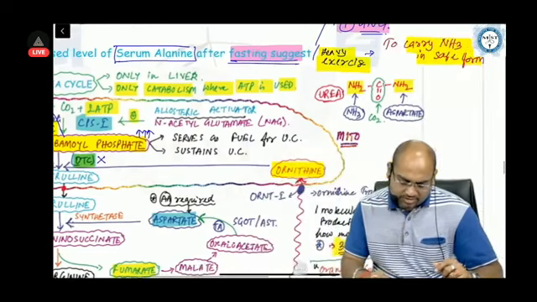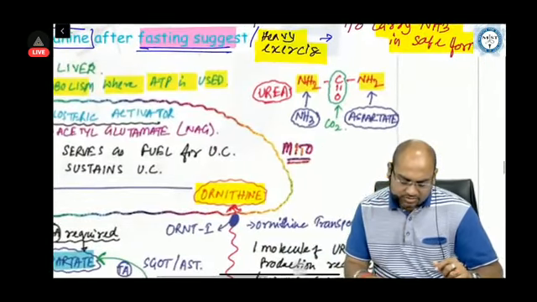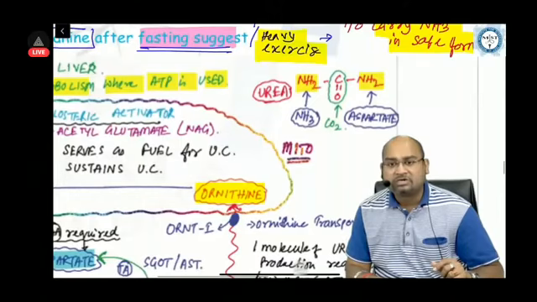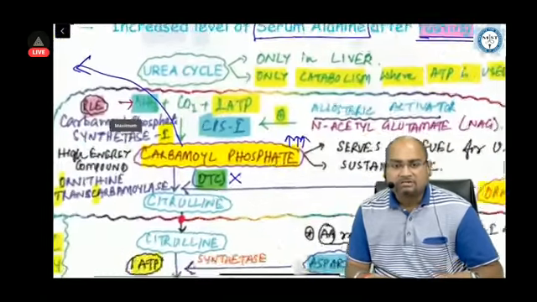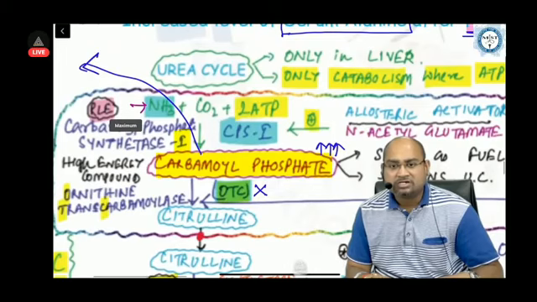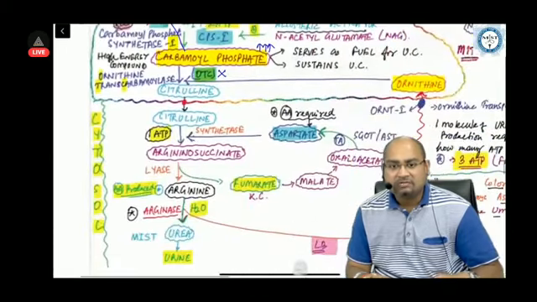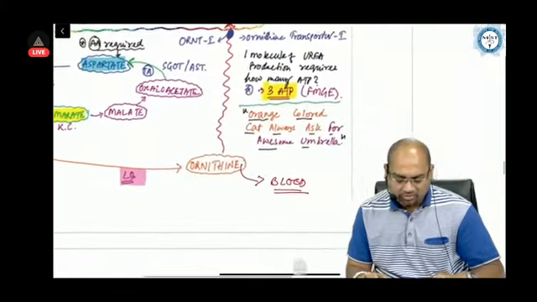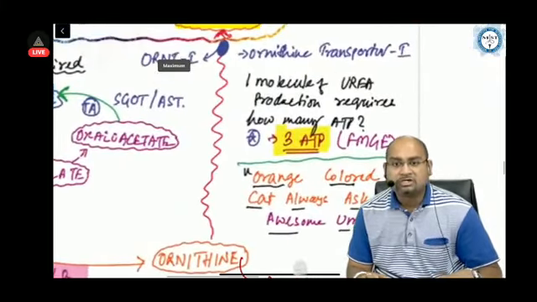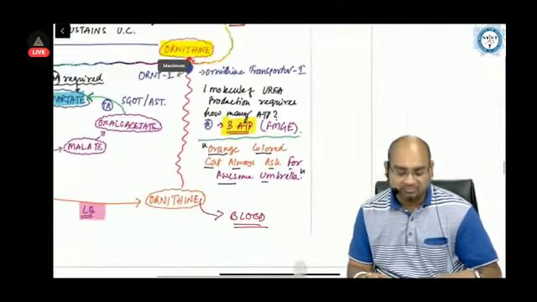Urea has NH2-CO-NH2. The first NH2 is coming from ammonia, the second group is coming from aspartate. The first amino group capture, by the first step CPS1, requires 2 ATP. The second amino group capture by the aspartate requires 1 ATP. Total for one molecule of urea production we will require 3 molecules of ATP.